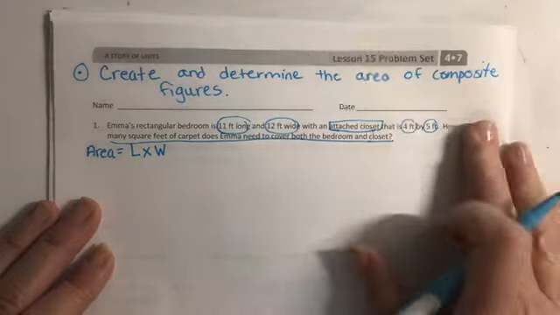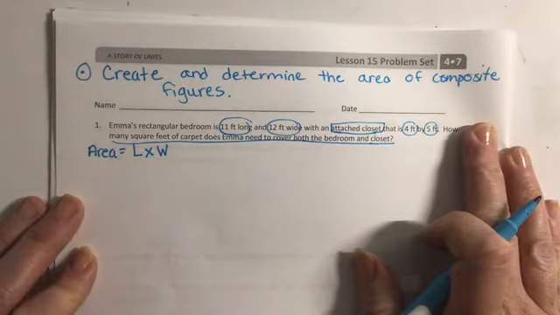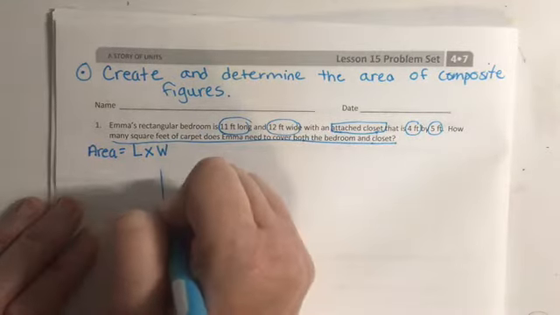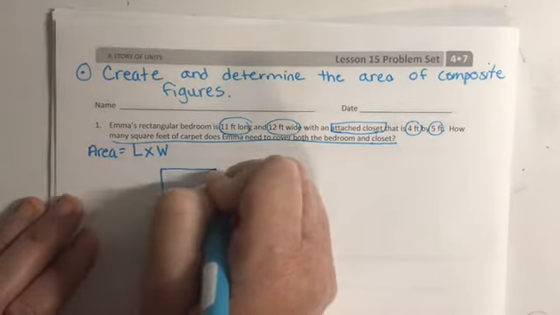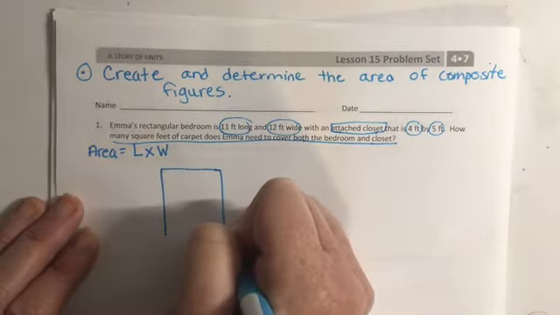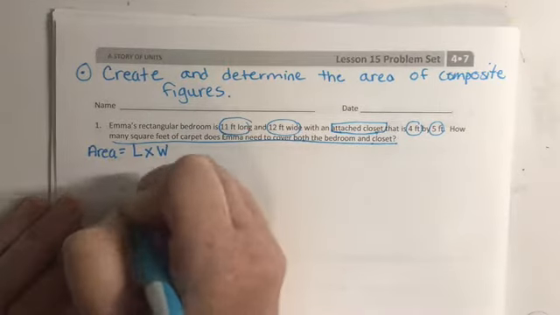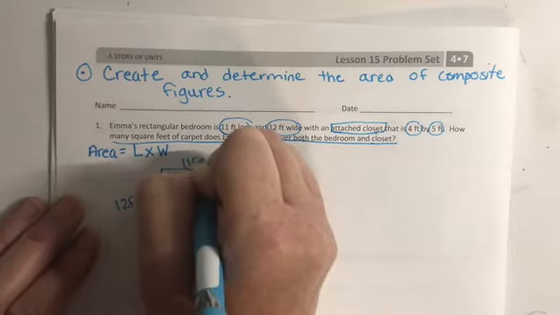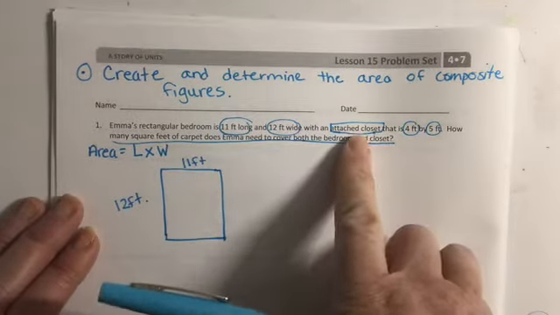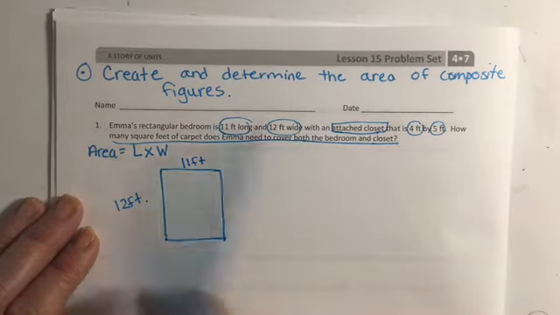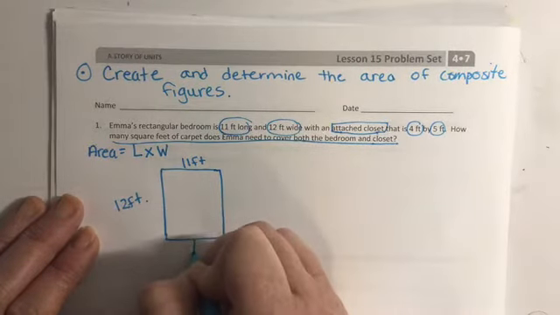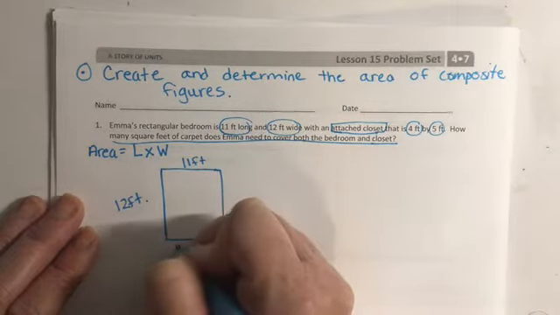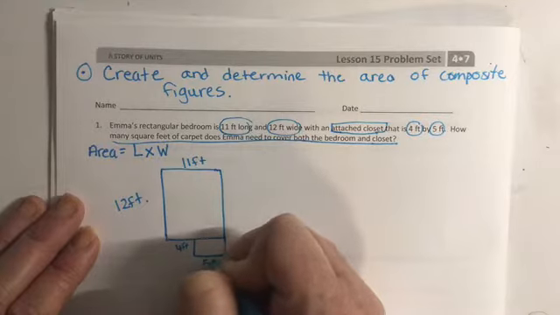So first thing you're gonna do when you have a problem like this is you wanna draw a picture and label it. So we're gonna draw a rectangle to show her bedroom. You can use a straight edge if you want. Okay, so this is gonna be 12 feet wide and 11 feet long. She has an attached closet. Now it doesn't say it's in the bedroom, so it must be extra. So this is where it becomes a composite figure because we have more than one. So that is going to be 4 feet by 5 feet.